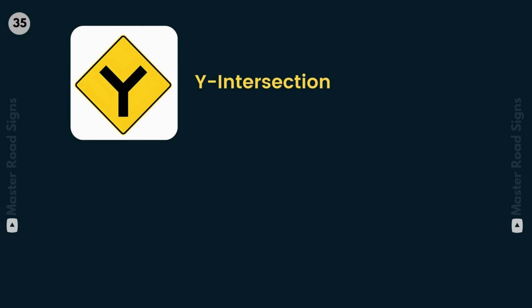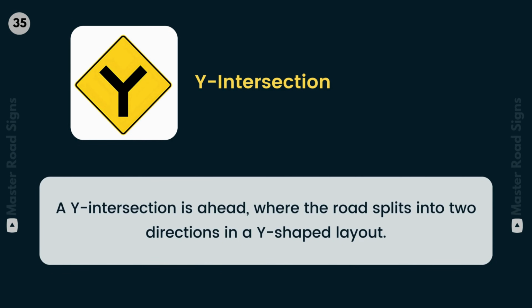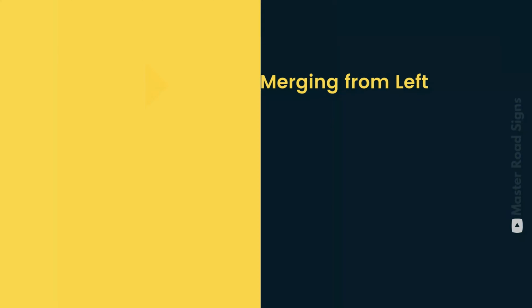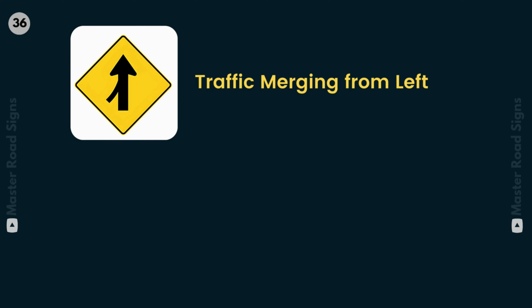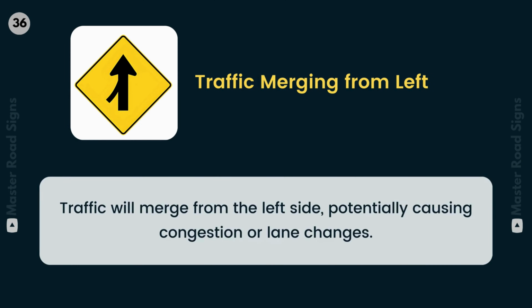Y intersection sign. A Y intersection is ahead, where the road splits into two directions in a Y-shaped layout. Traffic merging from left sign. Traffic will merge from the left side, potentially causing congestion or lane changes.